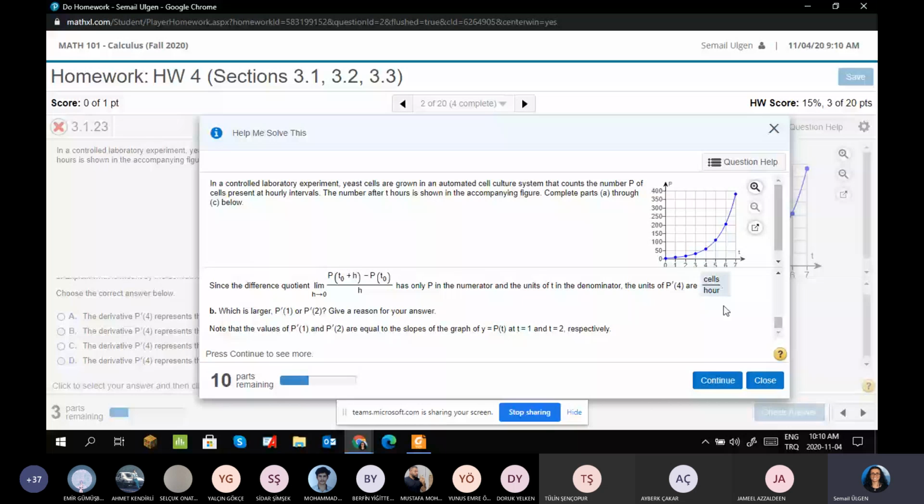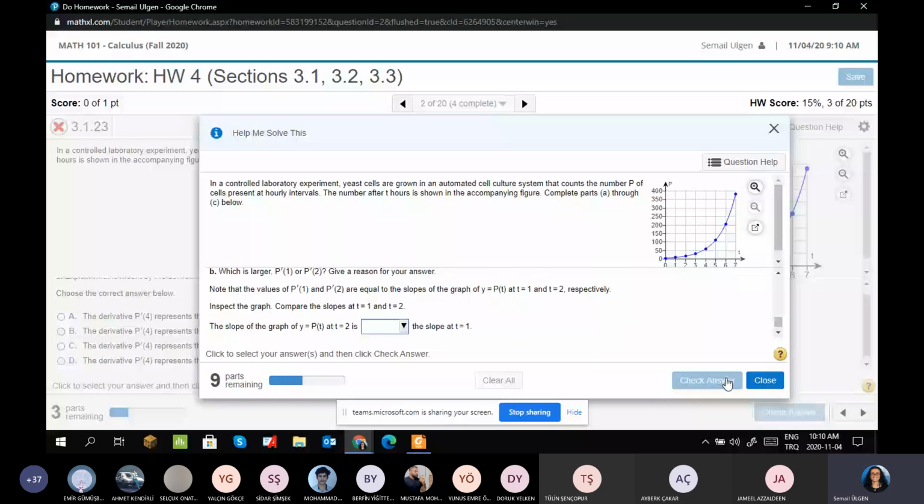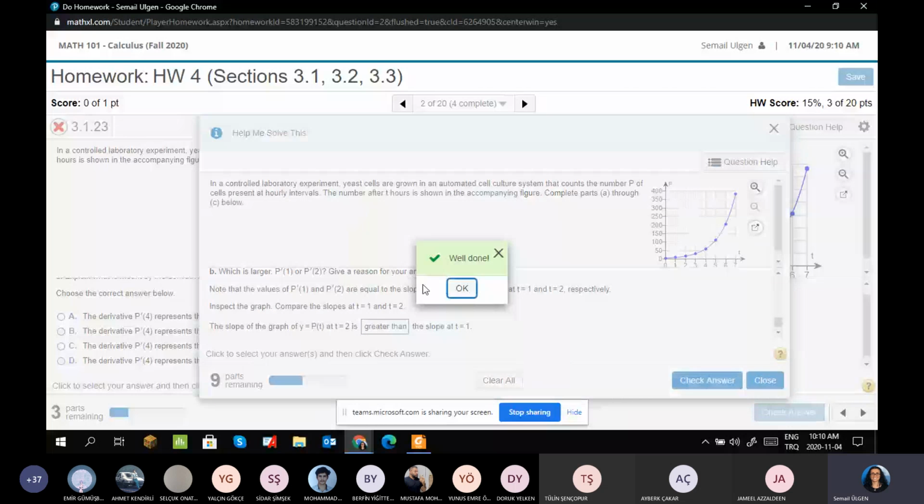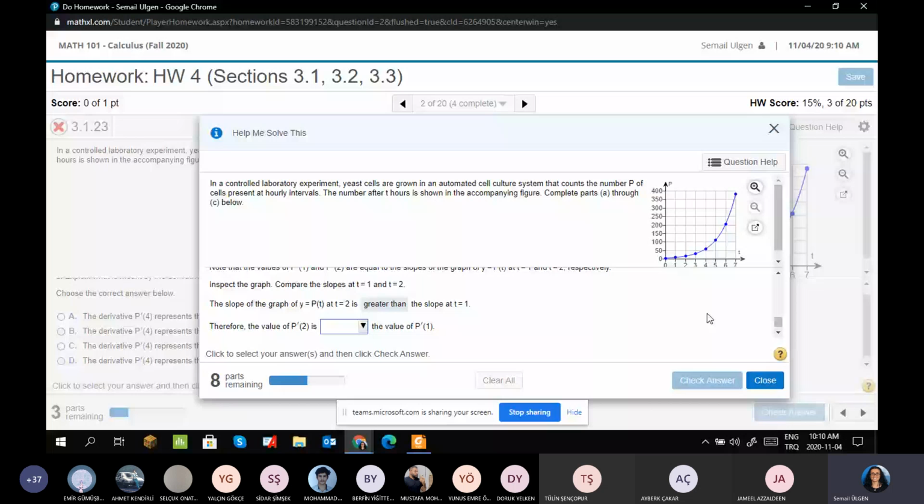I don't know where to write the answer though. It doesn't give me, okay, so it gives you the hint first, as the slope of y equals P of t at t equals 2 is greater than the slope at 1, okay? That's very good. And then let's move on. Therefore, the value of P prime is, what does it say? Yeah, it's greater than, right?